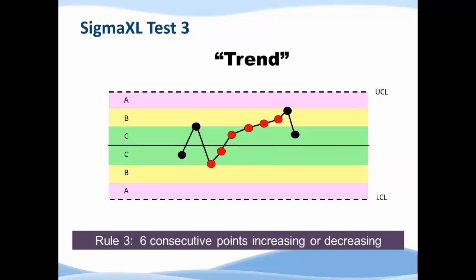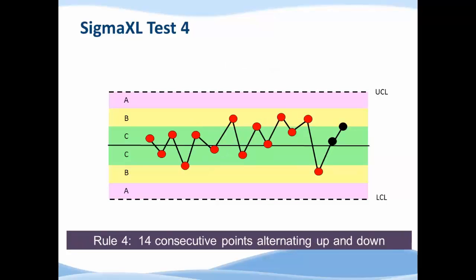Test 3 is called a trend. 6 or more points in a row, continually increasing or decreasing, it doesn't matter which side of the center line they're on, is called a trend. Something special has caused that. Test number 4 also has a nickname. It is called a sawtooth pattern. If you have 14 or more points in a row that are alternating up and down, that's equivalent to you flipping a coin 14 times and getting the following pattern.